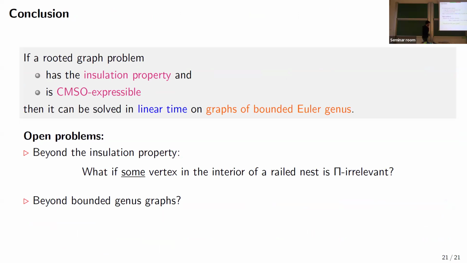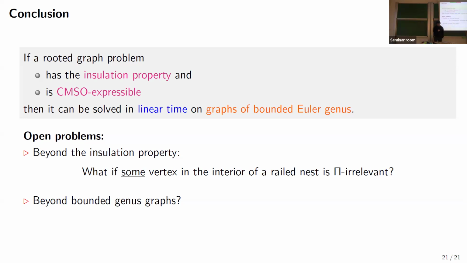And to conclude, just let me mention some open problems. I said that what we have now is that if you have the insulation property and your MSO expression, and this is the case for all these problems, then your problem can be solved in linear time on bounded genus graphs. So what about going beyond the insulation property? We already saw that topological minor containment is an example of a problem that doesn't have the insulation property. This is a kind of counterexample.